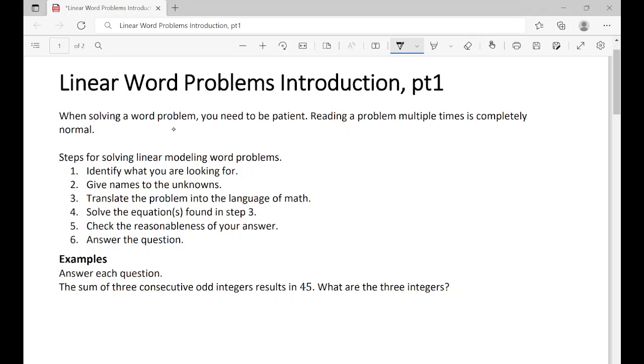When solving a word problem, you need to be patient. There's a lot of stuff going on, so don't get too stressed out by what's going on in the question. Reading the problem multiple times is completely normal, so don't freak out when you're dealing with word problems.